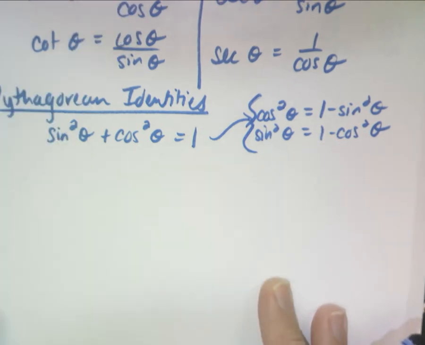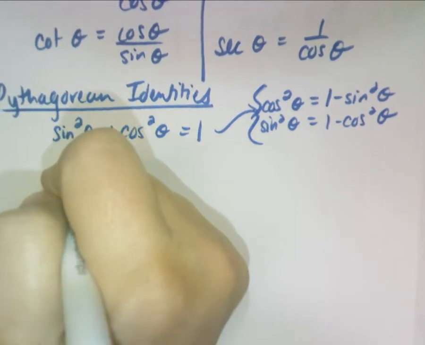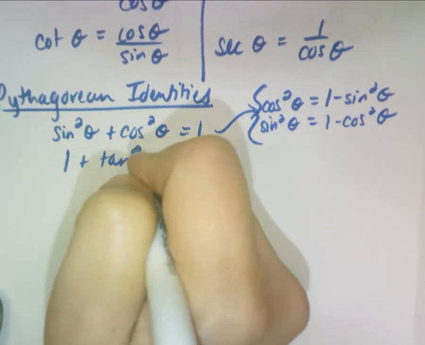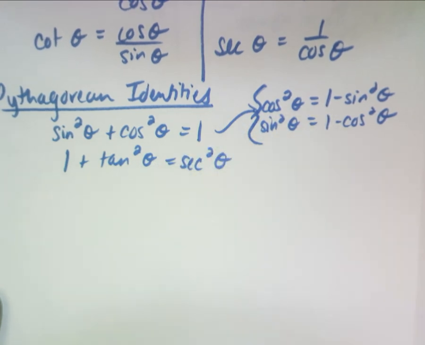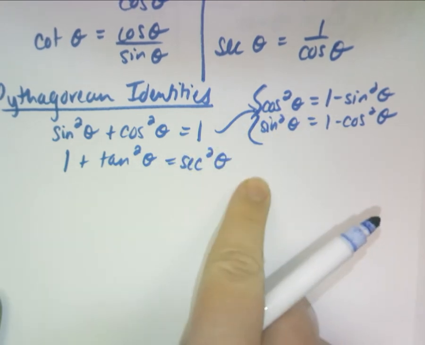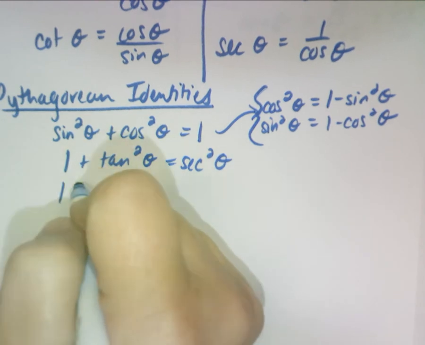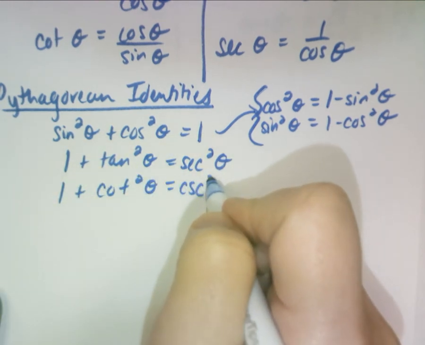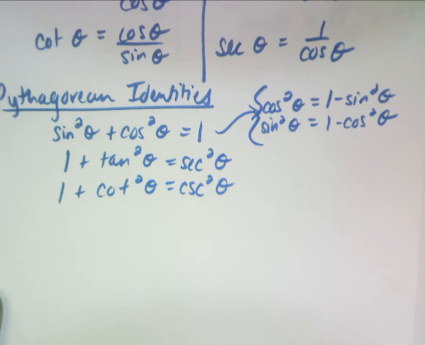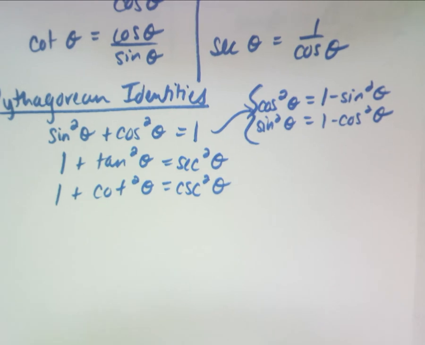This could also occur. Same thing here, 1 plus tan squared theta equals secant squared theta. And its manipulations: I could solve for tan, I could move over the 1. 1 plus cotangent squared theta equals cosecant squared theta. These are all the Pythagoreans and their manipulations, and their solving for tan squared.